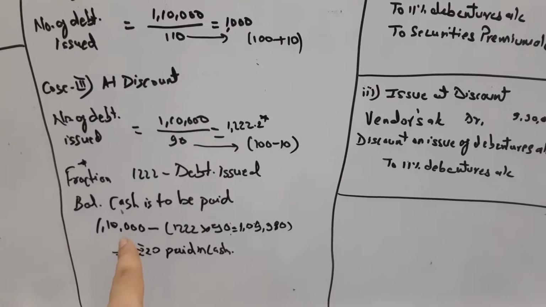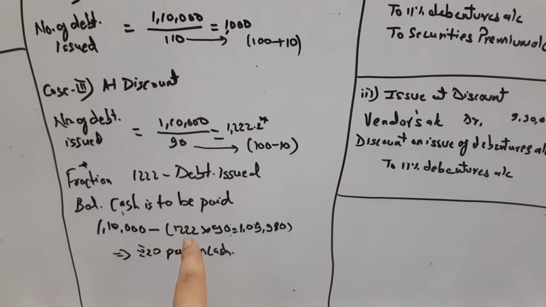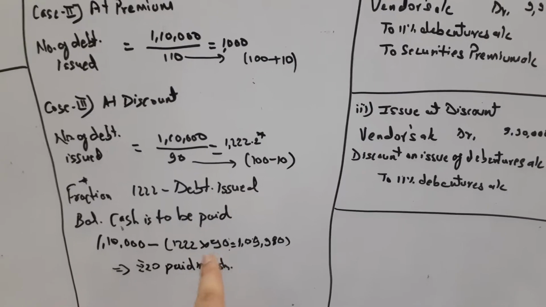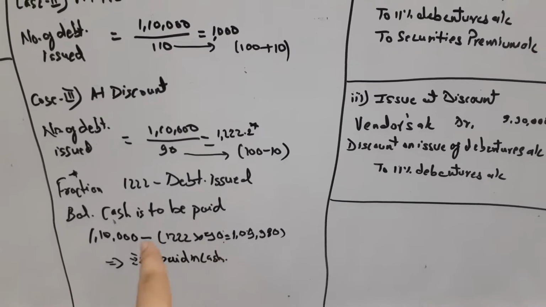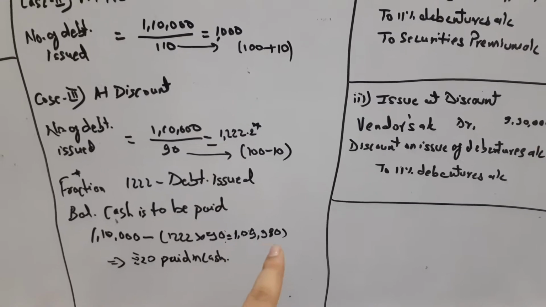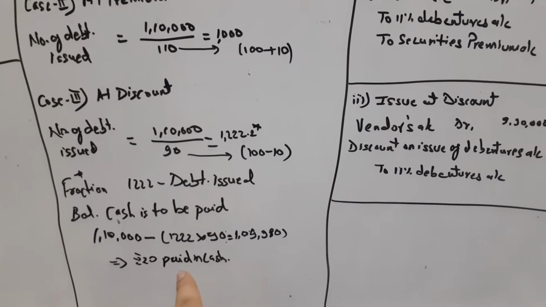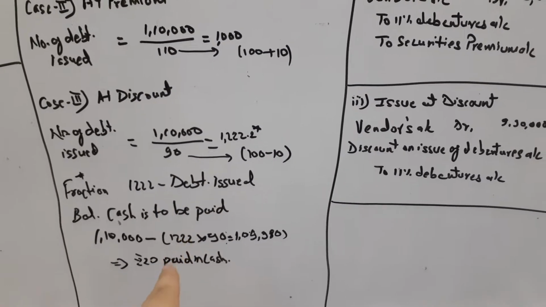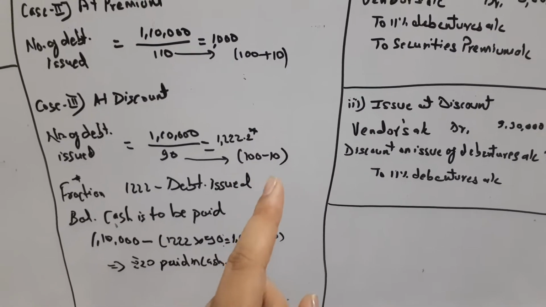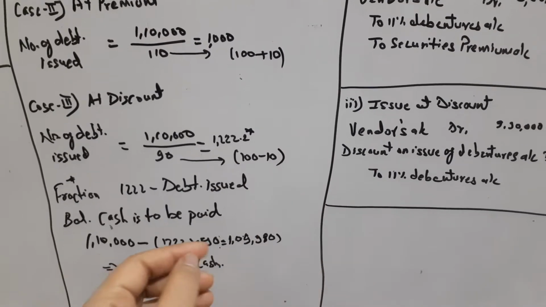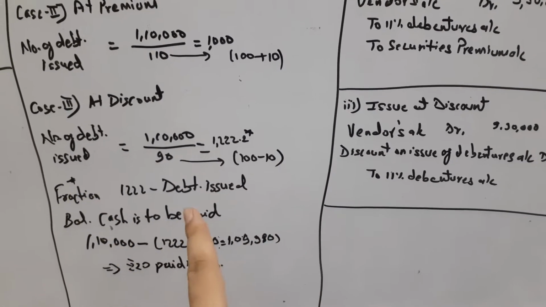1,10,000 is the total agreed price, alternatively known as purchase consideration, minus 1222 multiplied by 90, since it is issued at discount. So here you get 1,09,980 rupees. After deducting 1,09,980 from the total purchase consideration, 20 rupees has come, and this amount has to be paid in cash. So this is how the calculation goes if any fraction amount is given. As per company law, you have to offer cash for the fraction amount, and for the remaining, debentures will be issued. For the balance amount, cash is to be paid.